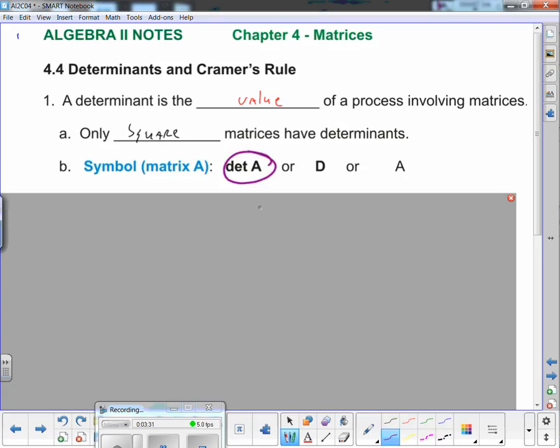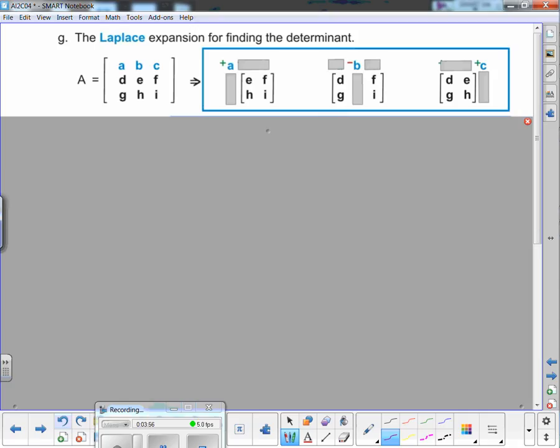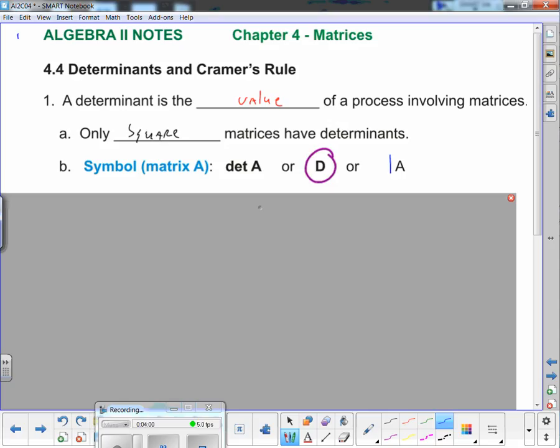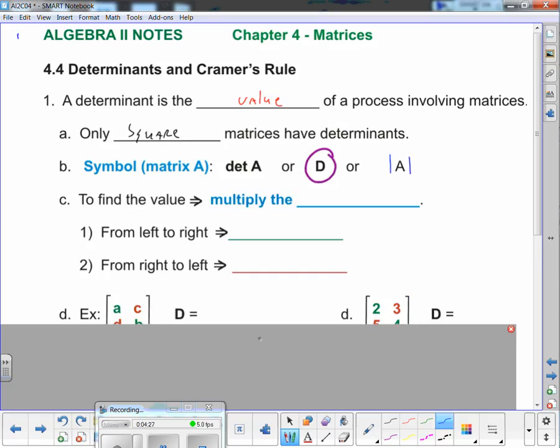All right, determinants, there's a couple different symbols for them. The first is just DET and then A, that means the determinant of matrix A. The second is just to use a capital D. And we don't mean by that matrix D, we mean the determinant of whatever matrix we're talking about. Matrix A, matrix C, matrix X, whatever. The third is to put what looks like absolute value symbols around the capital letter, but they don't mean the absolute value of matrix A. That means the determinant of matrix A. So you'll see it three different ways. You just got to be aware of that. If you're taking the ACT, who knows which of the three ways you'll see it. But that's the situation. It can come up three different ways.